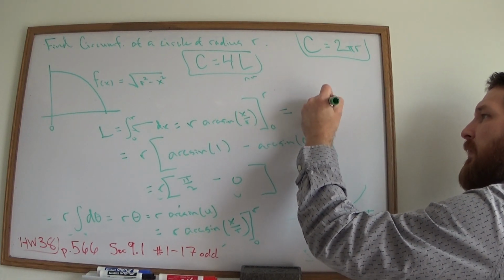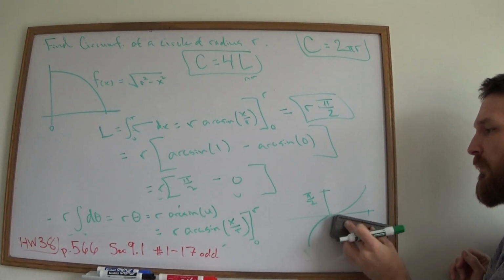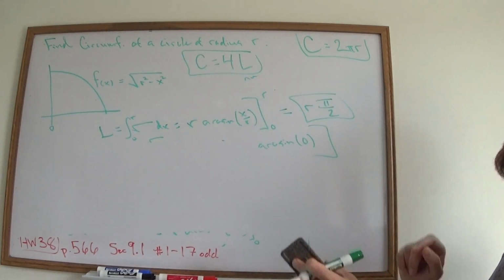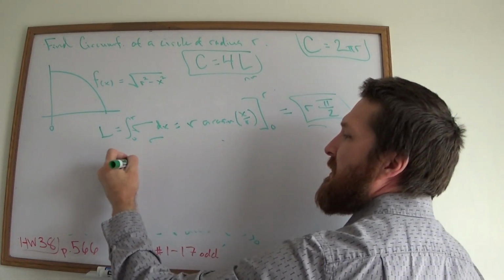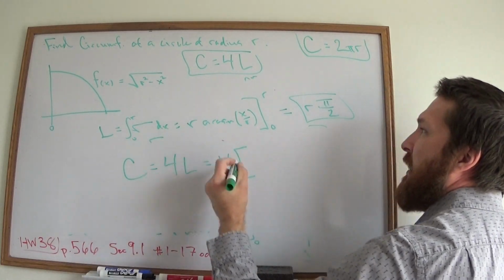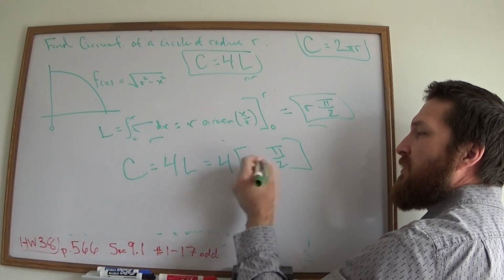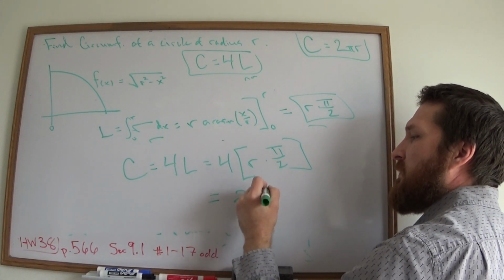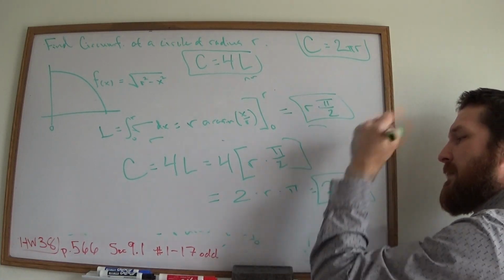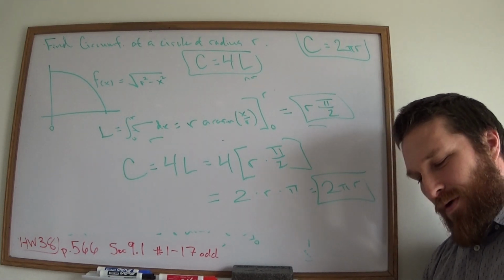R times pi over 2 is equal to L. And you're like, that's not the circumference of a circle. Oh, times 4. Okay, but C equals 4L, which is 4 times R times pi over 2, which divides, and we get 2 times R times pi, or 2 pi R, as desired. There's a lot of ways to do this.